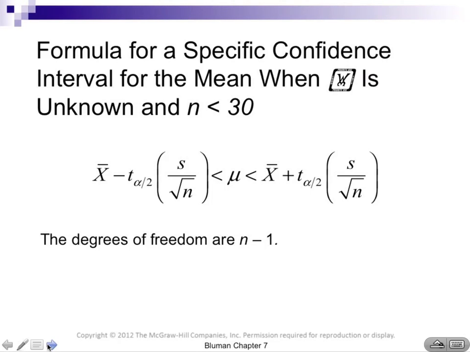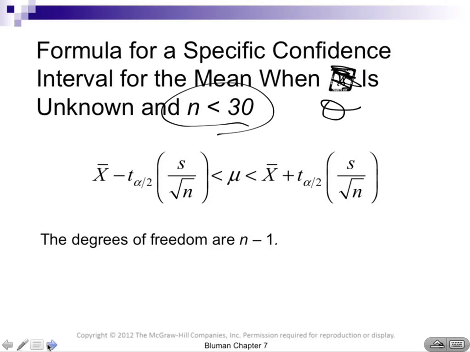Okay, degrees of freedom is n minus 1. I just got rid of the slide completely. That was not what I wanted to do. Okay, for a specific confidence interval, when sigma is unknown and n is less than 30. Again, that's your sample size.